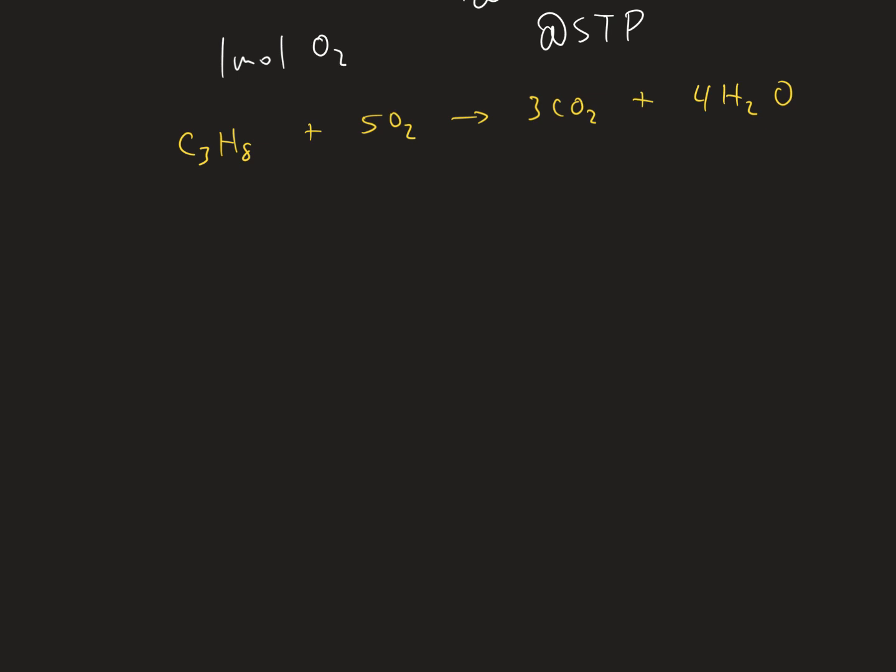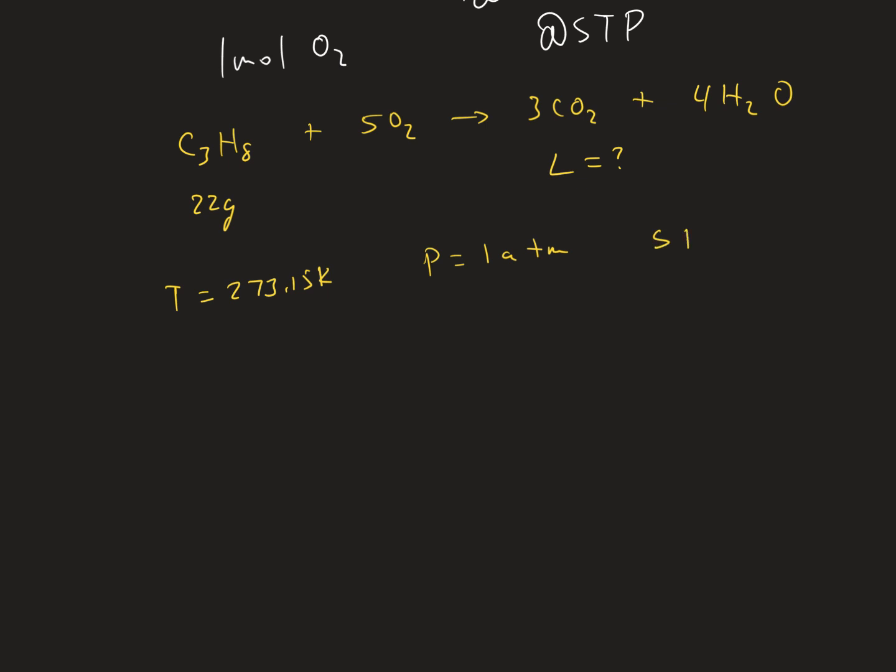And we start with 22 grams of C3H8. We want to know the volume of CO2 at a temperature of 273.15. I just converted that right away to Kelvin, 0 degrees Celsius. And pressure of 1 atm. Can anybody tell me what that is?